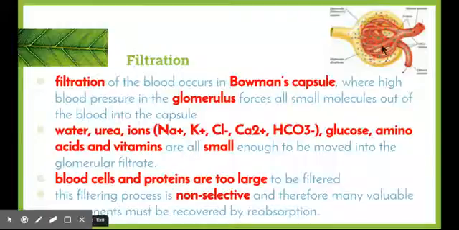Blood cells and proteins are too large to be filtered, so they leave the glomerulus via the efferent arteriole and continue travelling around the blood. The process of filtration is non-selective, which means many valuable components need to be recovered by reabsorption, which takes place in another section of the kidney.